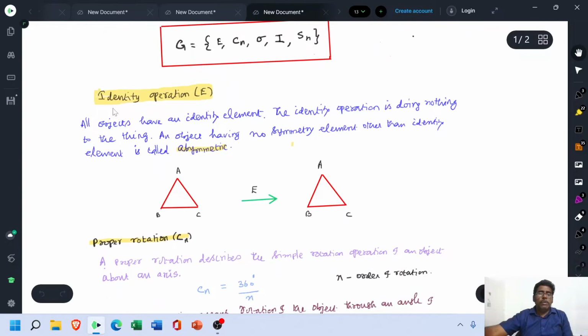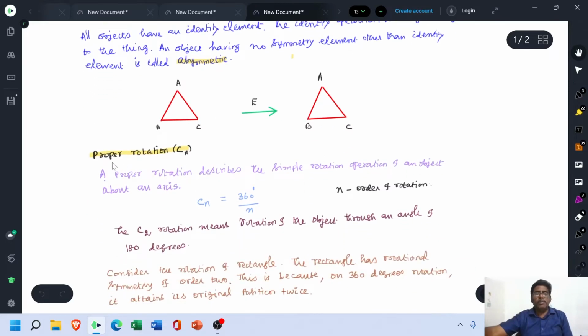If you think about the first operation, that is identity operation, here the symmetry element is identity element. The identity operation is doing nothing to the thing. See this equilateral triangle. If it is subject for symmetry operation, the same structure is obtained with the specifications A, B and C. All objects have an identity element. An object having no symmetry element other than identity element is called asymmetric.